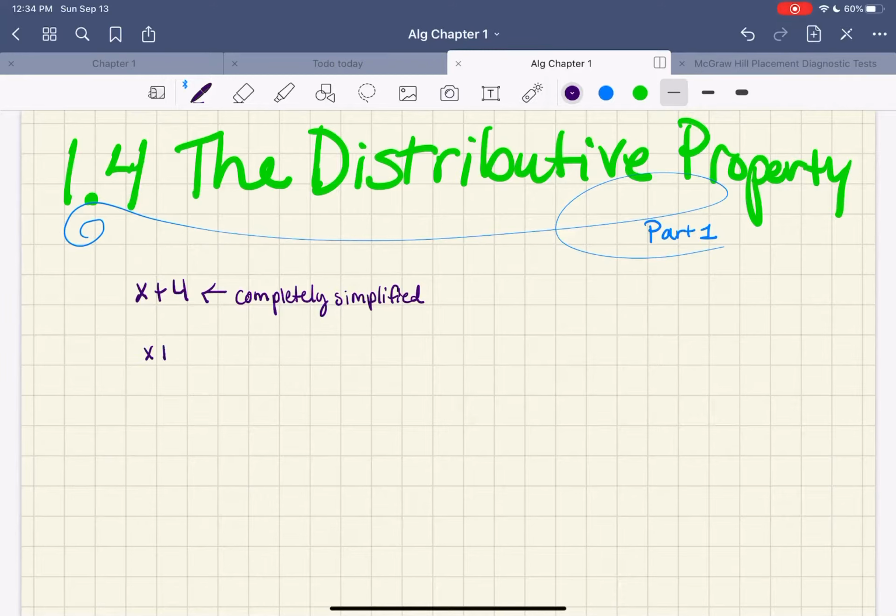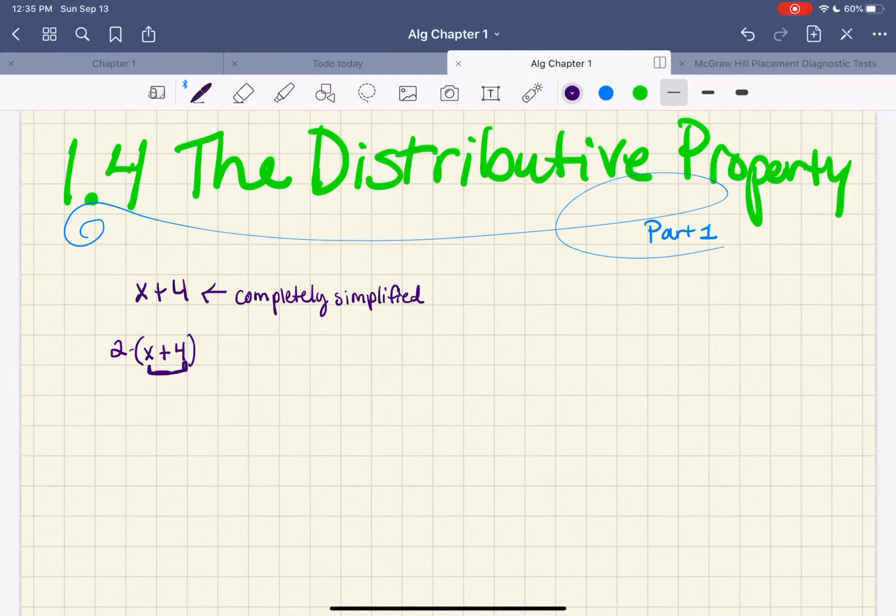So, the distributive property comes in when we say, all right, let's say we get down to x plus 4, but here's the catch. It's inside of parentheses, and we have to multiply it by 2. Because I need to do the parentheses first, I need to make sure that that's done, right? It's completely simplified as much as I can, but I can't make it any smaller than that.